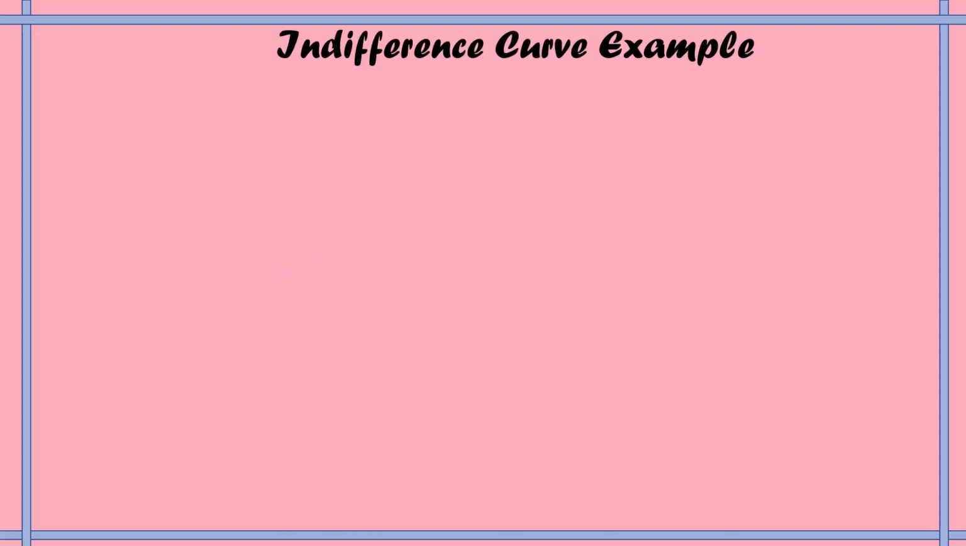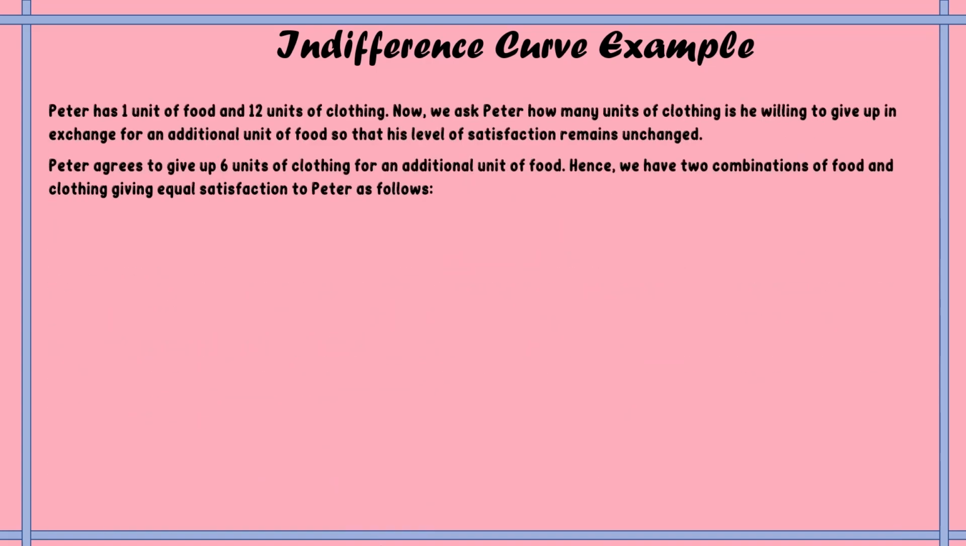Now, there's no need to worry because we provide you an indifference curve example. Here's an example to understand the indifference curve better. Peter has 1 unit of food and 12 units of clothing. Now, we ask Peter how many units of clothing he is willing to give up in exchange for an additional unit of food so that his level of satisfaction remains unchanged. Peter agrees to give up 6 units of clothing for an additional unit of food. Hence, we have two combinations of food and clothing giving equal satisfaction to Peter as follows: 1 unit of food and 12 units of clothing, 2 units of food and 6 units of clothing.